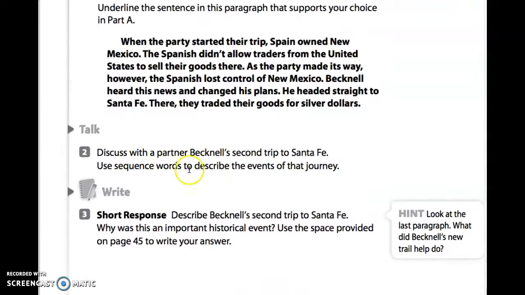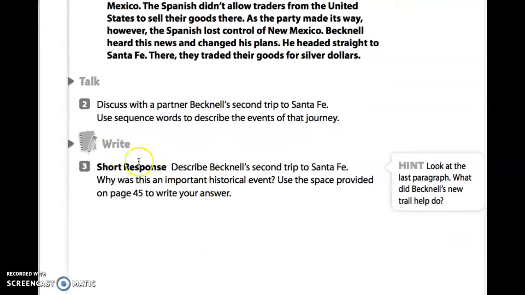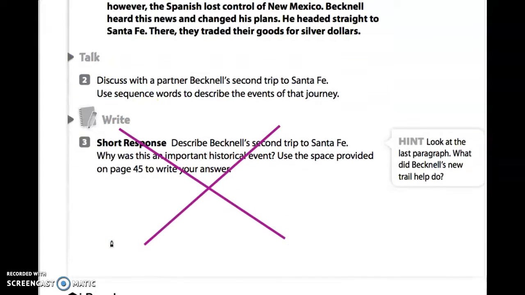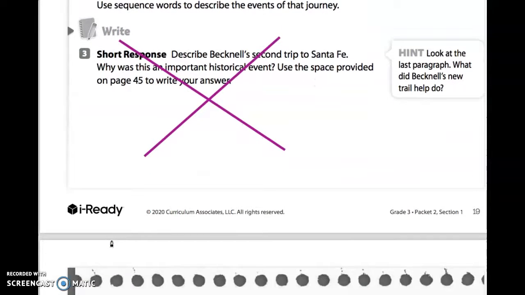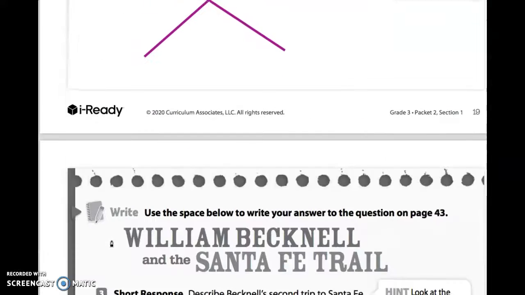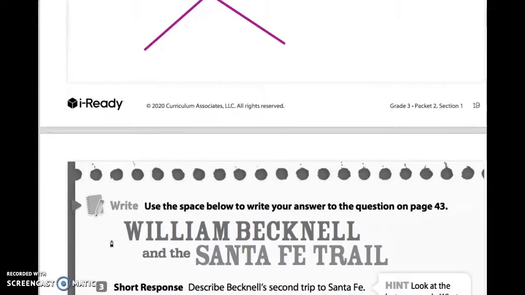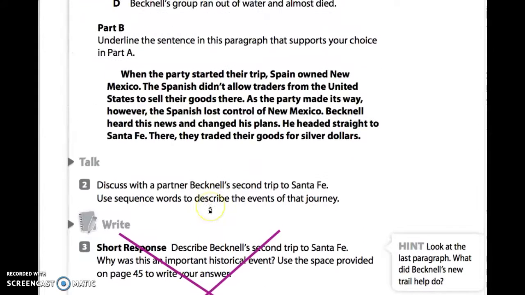2, discuss with the partner Becknell's second trip to Santa Fe. Can you go ahead and highlight those sequence words that we've already done? If you haven't done that, make sure you do that. And then the short response, you do not have to worry about doing that. So I'm going to cross that out, okay? You can cross that out on yours as well. And that is what we have for our reading today. Tomorrow, we'll do the response. So don't go on, and we'll do that tomorrow.